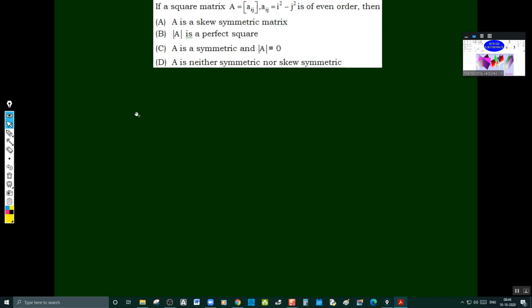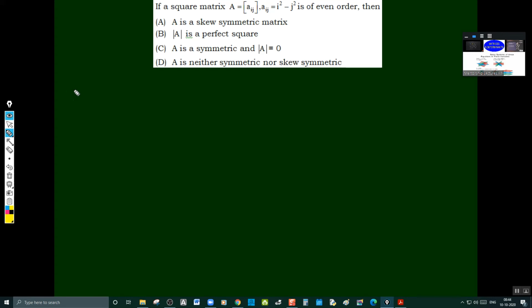Next, if a square matrix A equals AIJ, where AIJ is equal to I square minus J square, is of even order, then which is correct: A is a skew symmetric matrix, det A is a perfect square, A is symmetric, det A is equal to 0, or A is neither symmetric nor skew symmetric. So A is equal to AIJ.